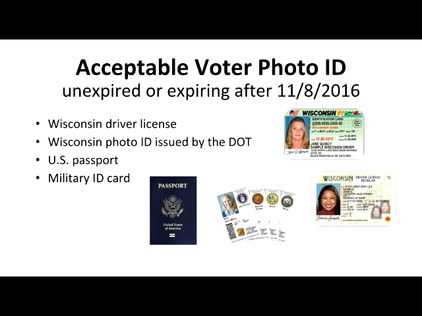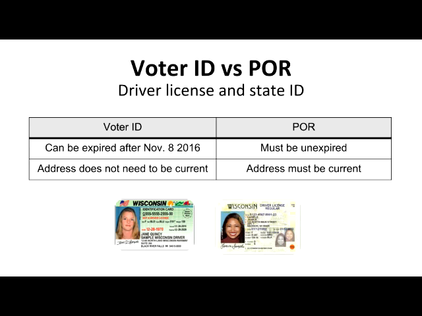There is a Wisconsin driver license, a Wisconsin photo ID issued by the DOT, a passport, and a military ID card. These four IDs can be used if they are unexpired, but also if they expired after the last general election, which was November 8, 2016. There's a window when these four IDs can be used even though they have expired.